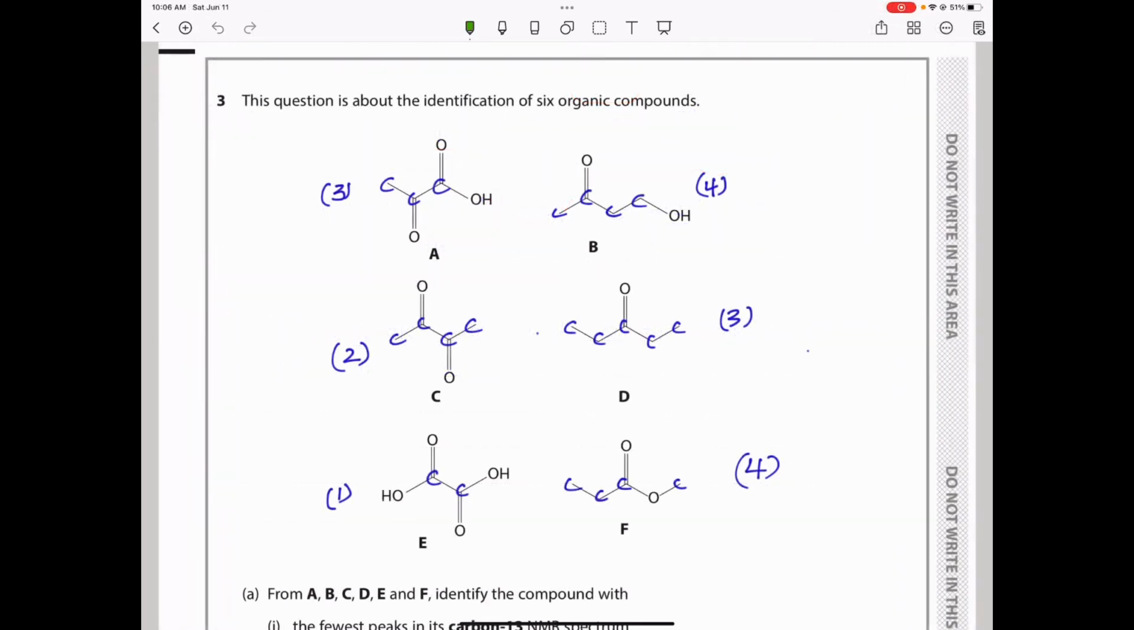It says this question is about the identification of 6 organic compounds. So here we have 6 organic compounds, and I already positioned in the carbons to make it easier. Let me position in the hydrogens so that we can see the different proton environments as well. I'm trying to position in the hydrogens so that it's easier for us in case we have to explain the proton environments.